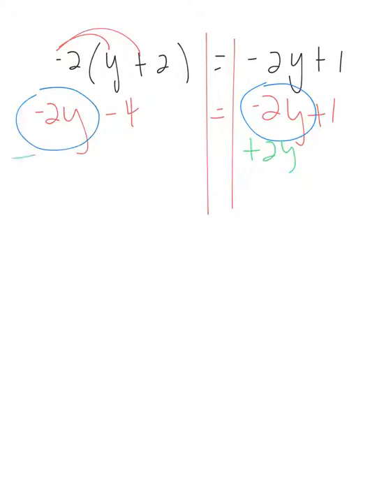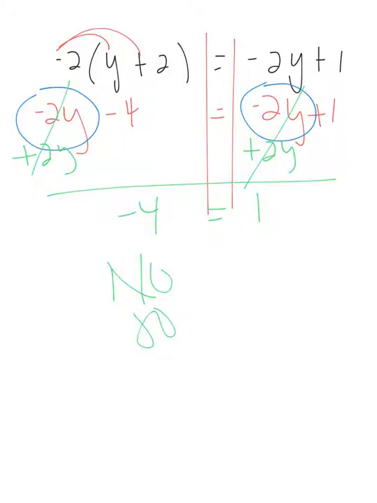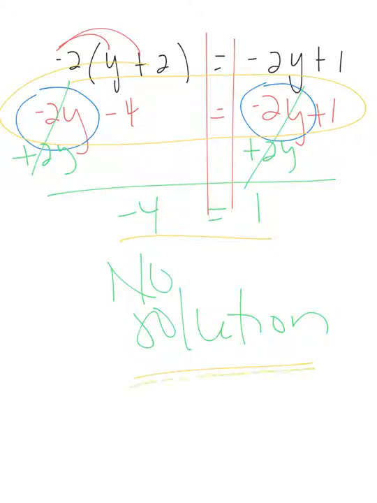If we add 2y to both sides, these cancel out. And we're left with negative 4 equals 1. And that is not a true statement. So we end up with no solution. If you are right here and you recognize you don't need to take it down to there, just make sure you write no solution.